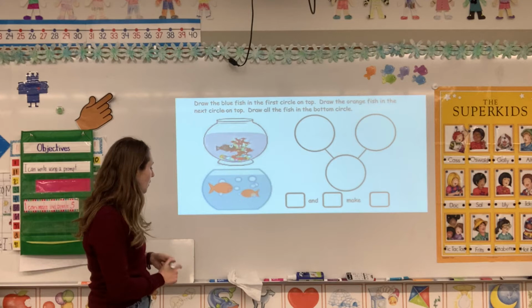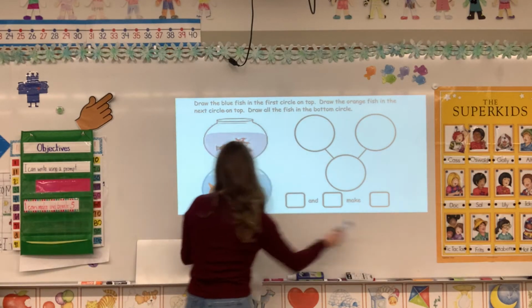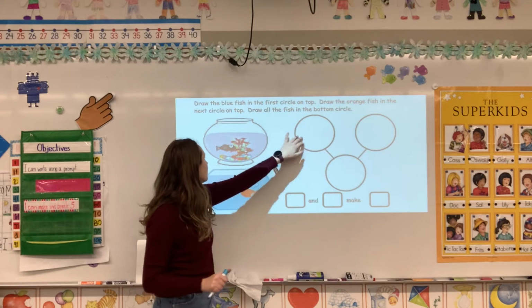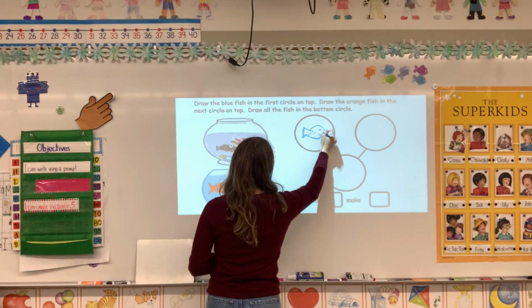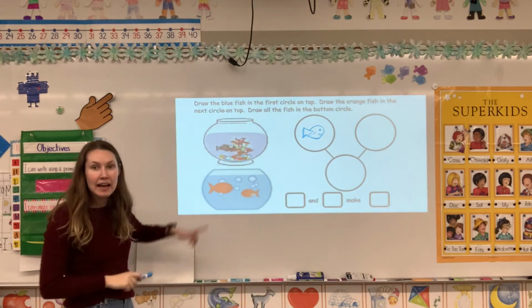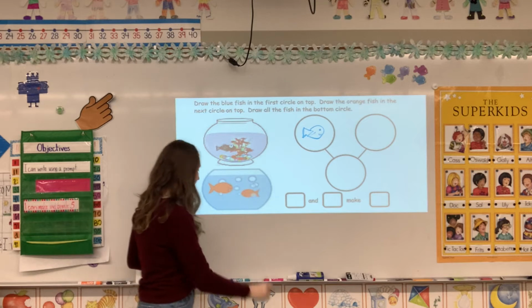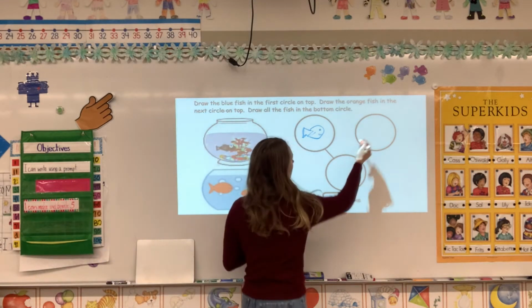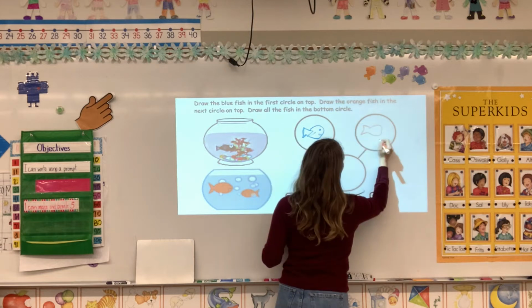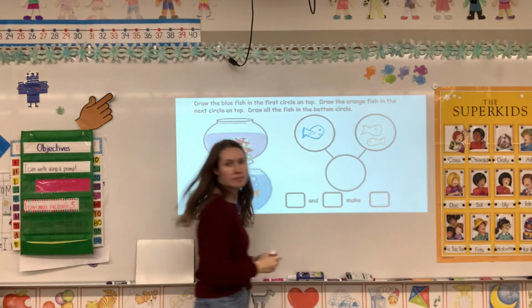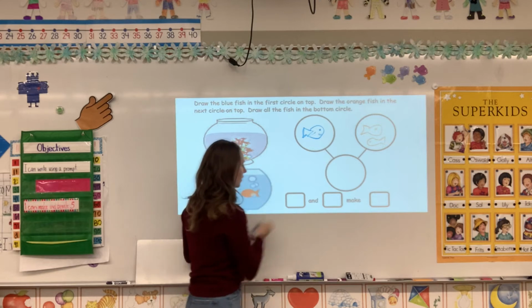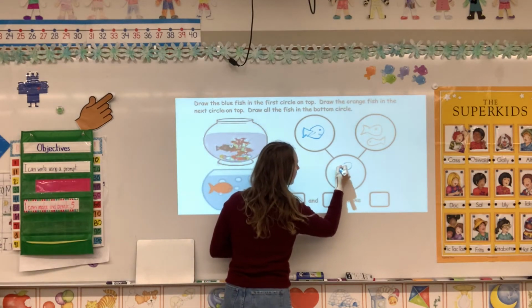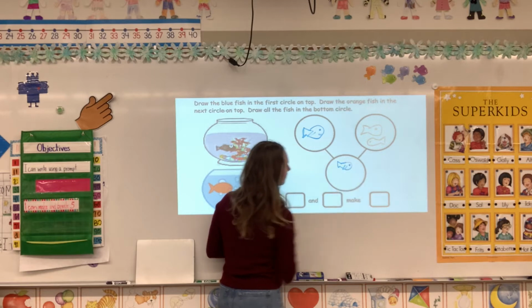Okay, so I'm going to start with a blue fish, and it says to draw it in the first circle. So I see I have 1 blue fish, so I'm going to draw. Now I see that I have 2 orange fish, and it said to draw them in the next circle. So I have 1 orange fish, 2 orange fish. Draw all of the fish in the bottom circle. So now I'm going to draw all of them, and you can be doing this on your number bond mat too.